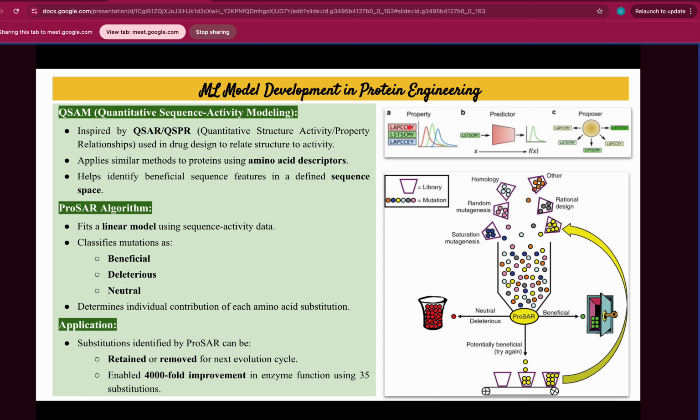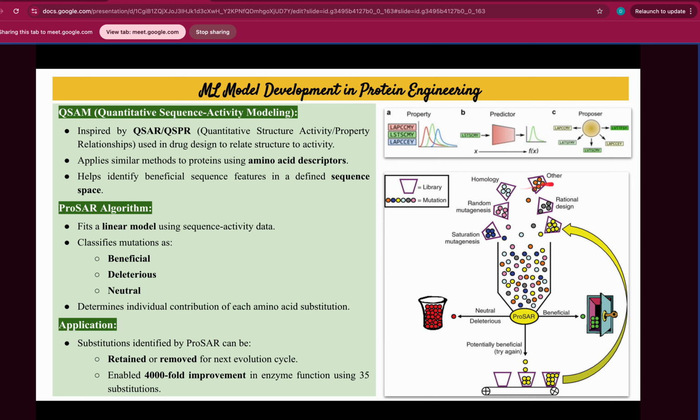This is the plot, showing different sequences and the properties shown by each sequence. The predictor will tell you which sequence will have what type of output, whether that particular mutation will be beneficial, meaning it will increase the activity, or it will decrease the activity. All these predictions can be done using the ProSAR algorithm, and the application is that the substitutions identified by ProSAR can be retained or removed for the next evolution cycle, and it enables a 4000-fold improvement in the enzyme function using 35 substitutions.